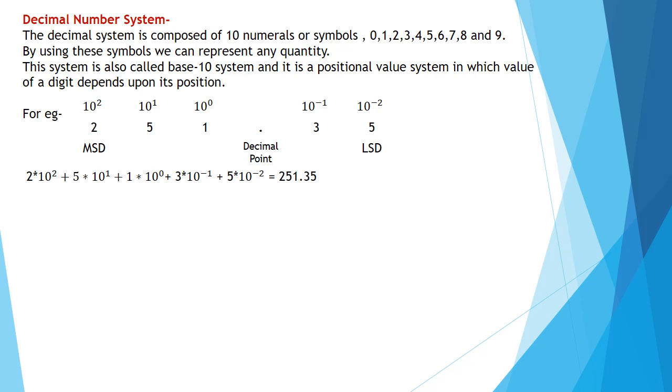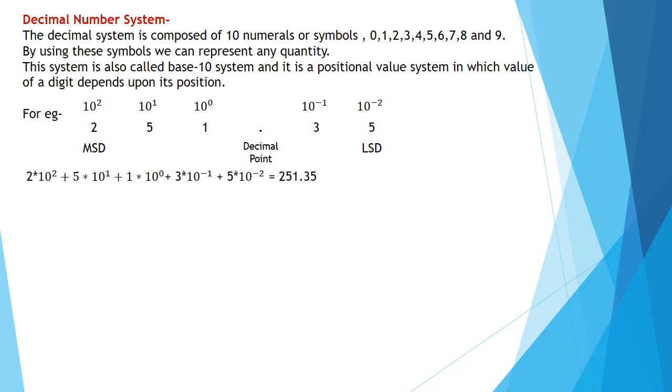Okay, now you can write this 251.35 in this form: 2 into 10 to the power 2 plus 5 into 10 to the power 1 plus 1 into 10 to the power 0 plus 3 into 10 to the power minus 1 plus 5 into 10 to the power minus 2, and if you add all these values you will again have 251.35. So this is known as the decimal number system. In this we are going to use 10 symbols.